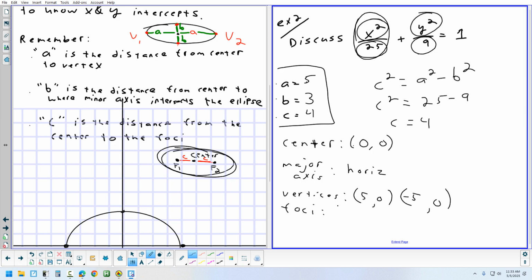Yeah, so I'm going to show you how you can write that one the other way. Negative 4, 0, and 4, 0. Generally, when it says discuss, graph is not part of that. Okay? Graph would be different. They didn't say to graph it. Any questions on how we found any of those 4 things?